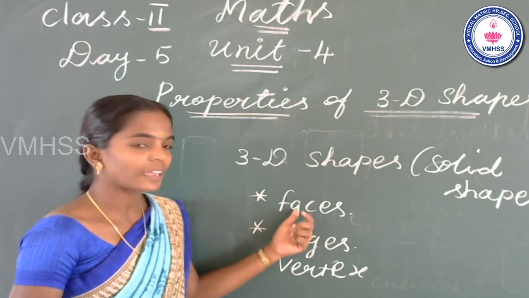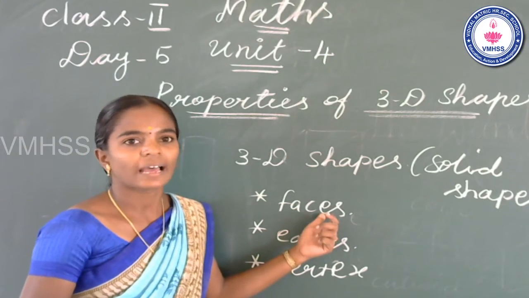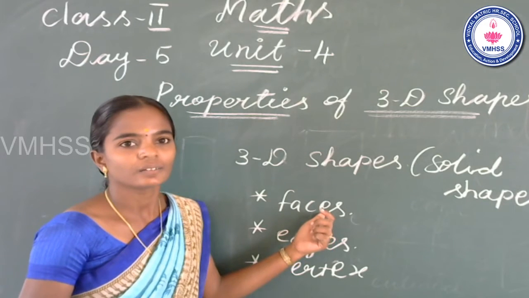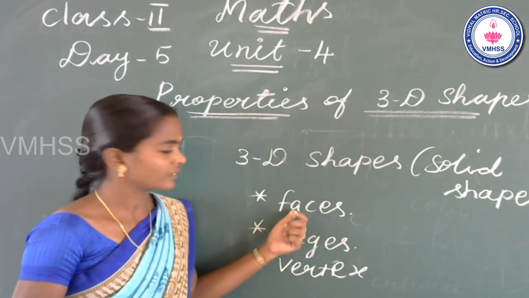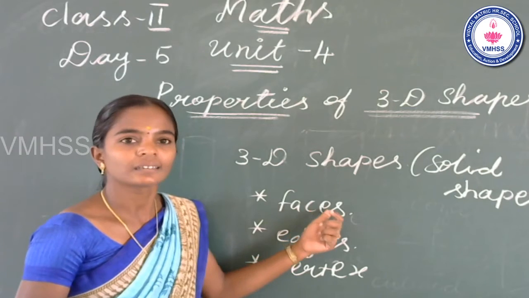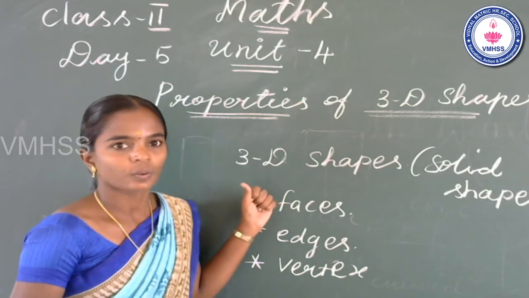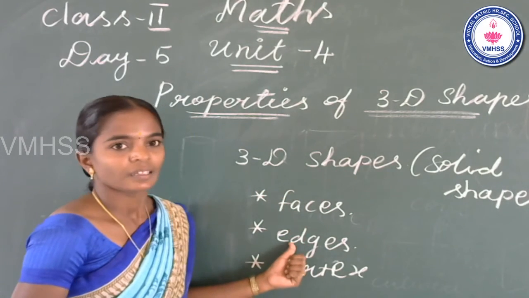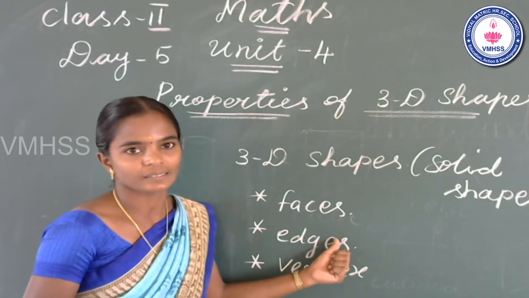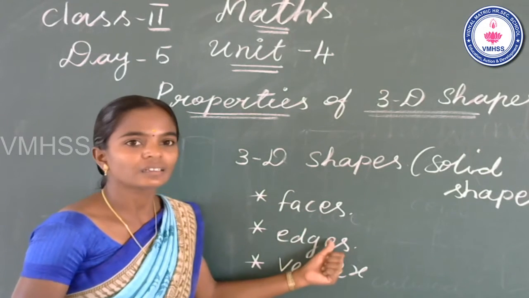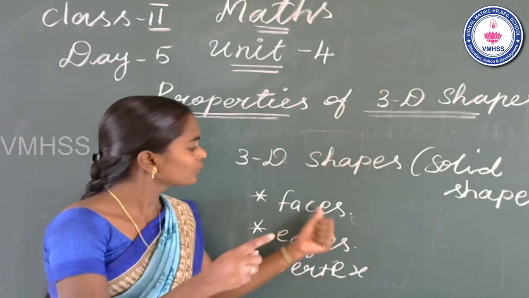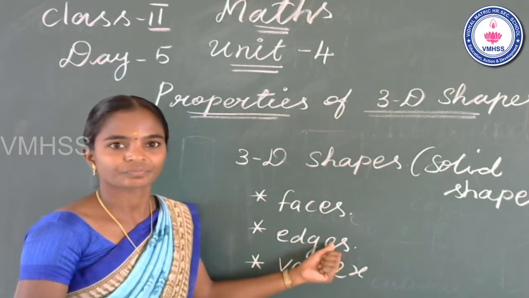Okay children, faces are curved or flat. Faces are flat or curved sides. Next, edges. Edges are sharp lines. Edges are sharp lines where two faces meet.